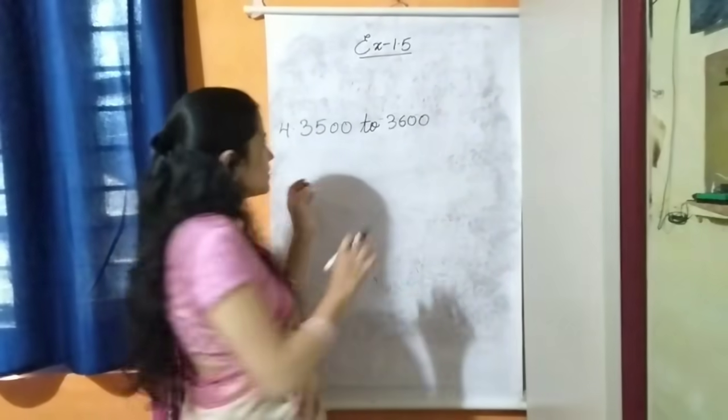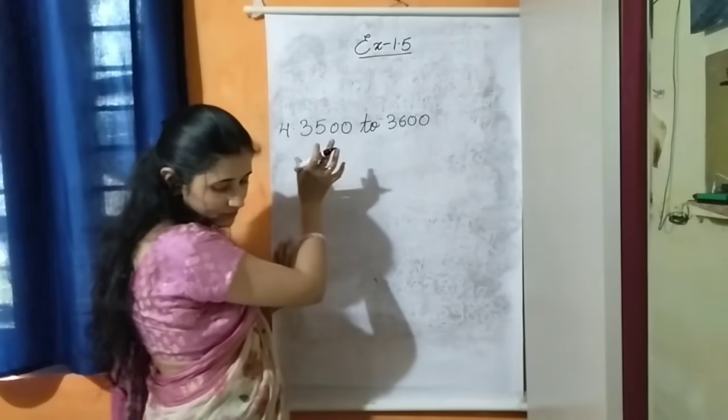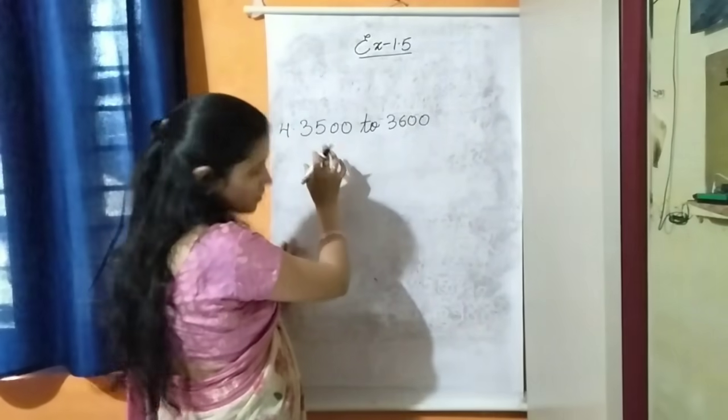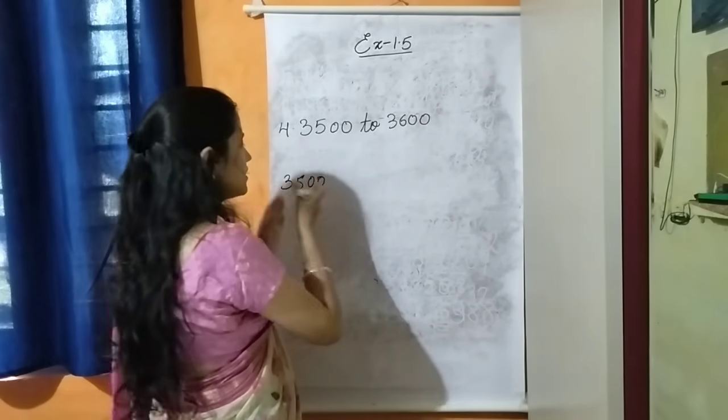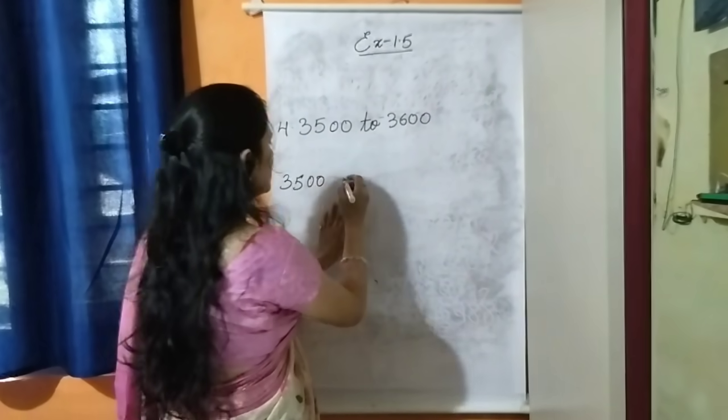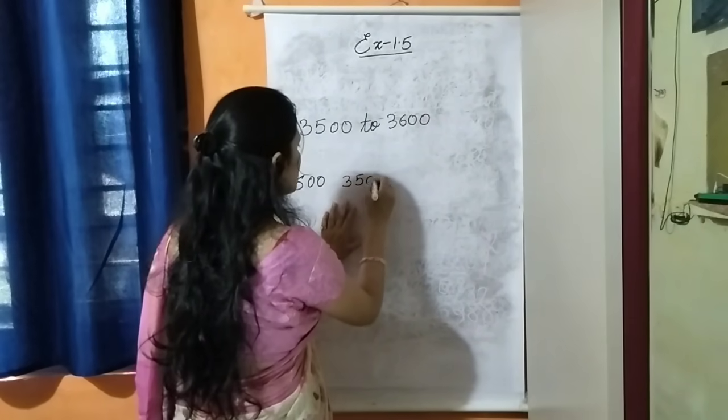Okay. So when we start, 3500 is an even number. Okay. Then 3501.